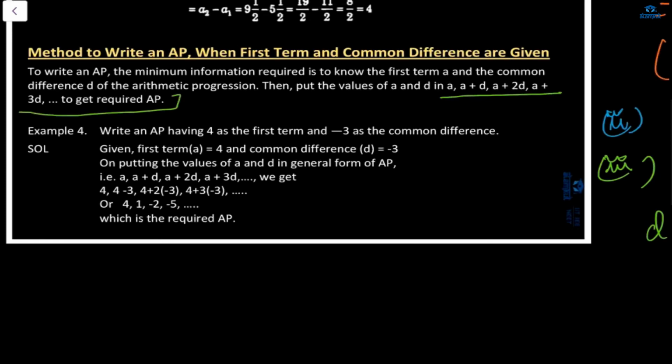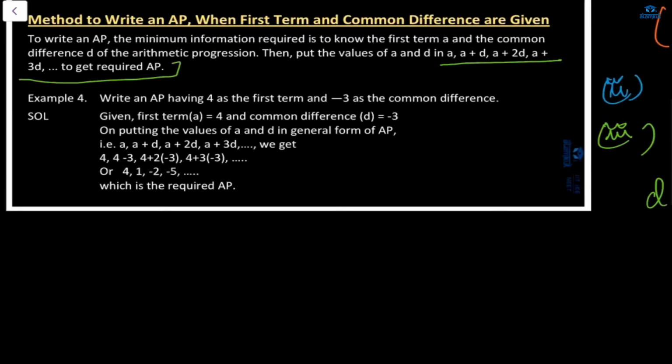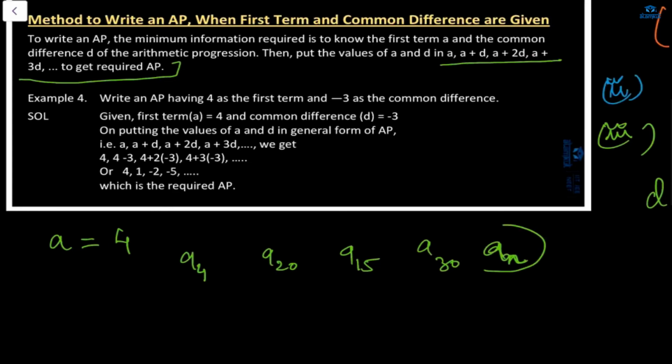So we have a question here, question number 4. Write an AP having 4 as the first term. You are going to mention the 4 with an A. Whenever you are solving a question in arithmetic progression, A represents the first term. And if you are mentioning any other particular term like A4, A15, you have to mention the number a little below: A4, A20, A15, A30, AN. This is your general term, not common term, a general term. Whenever you are mentioning any specific term, you have to mention the value at N.